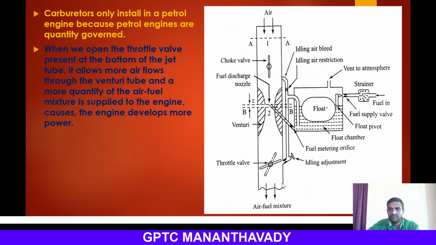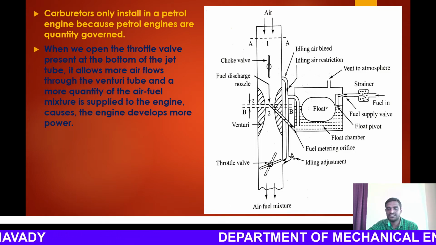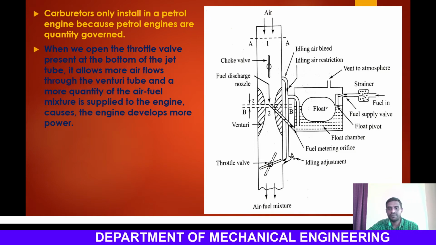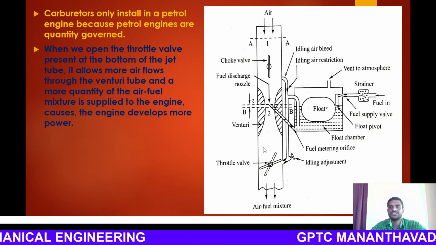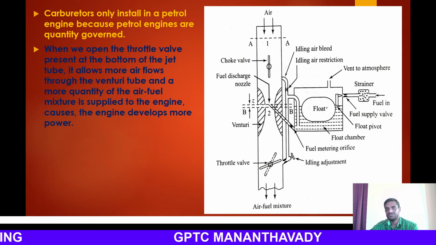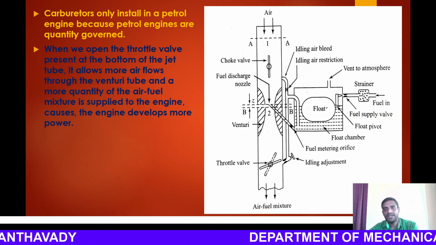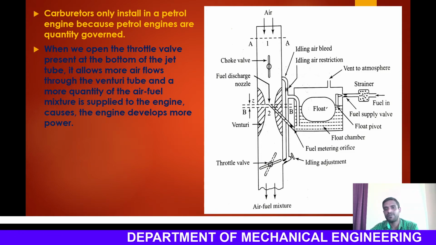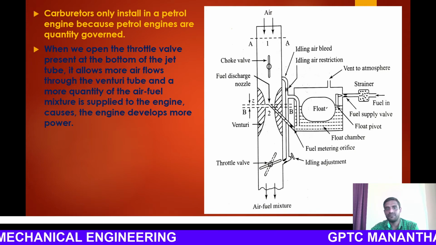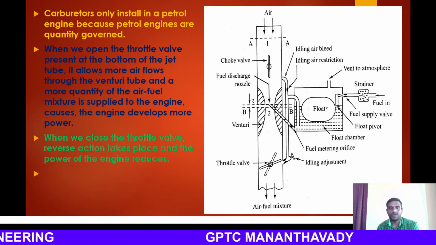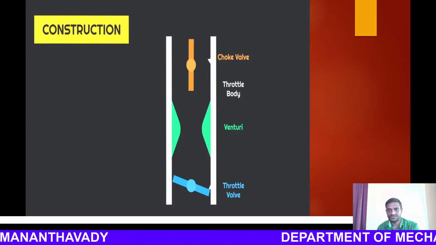As it is open, the flow area increases, and as we know, the piston is moving downward and a vacuum is created inside the engine cylinder. There is also a negative low pressure created. So when we open this throttle valve, more air will be sucked into this cylinder, so more power will be produced. As more air flows, there will be more velocity in the throttle area, and more pressure drop will be created. So more fuel will get into this venturi area. When we close the throttle valve, the reverse action takes place and the power of the engine reduces. Reverse action means the flow of air gets reduced.